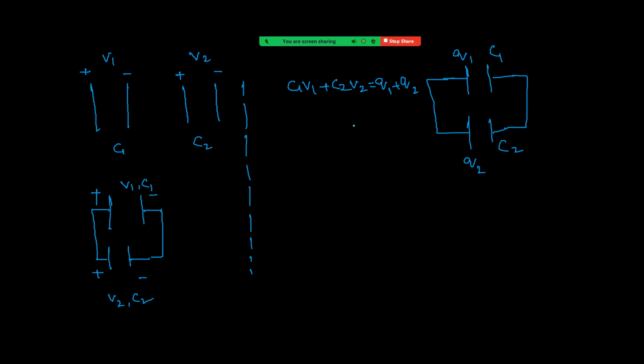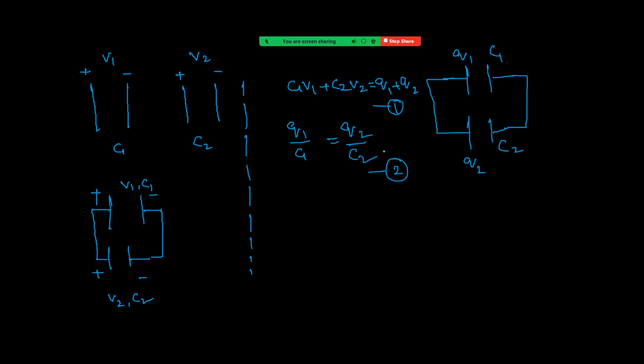Now second one, the potential differences across these two must be the same. And that is given by Q1 by C1 should be equal to Q2 by C2. Right? Q1 by C1 should be equal to Q2 by C2. You just observe now the number of unknowns.